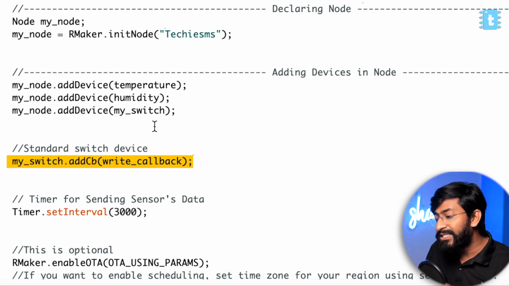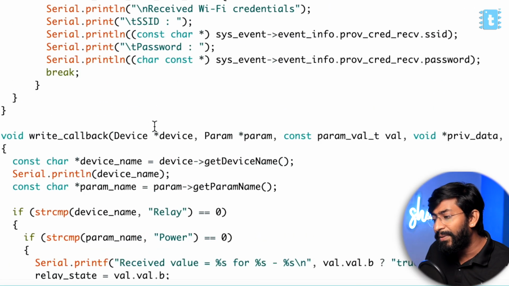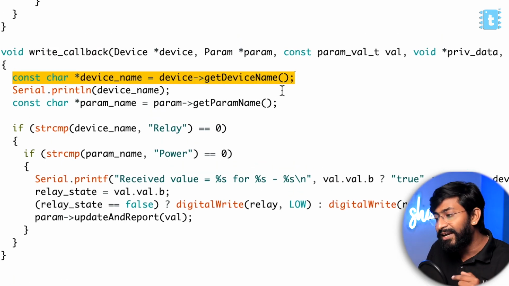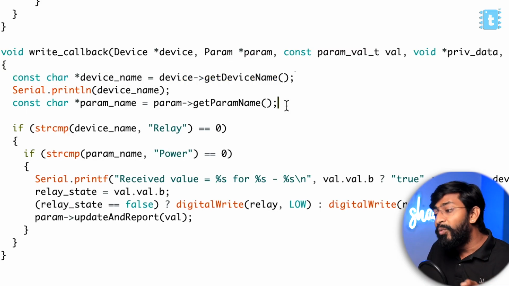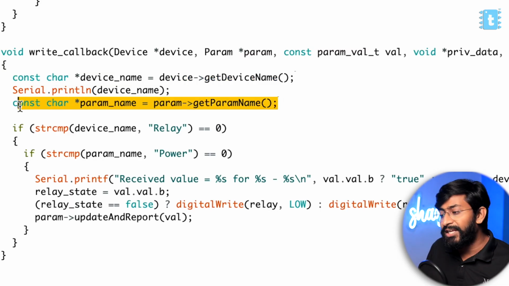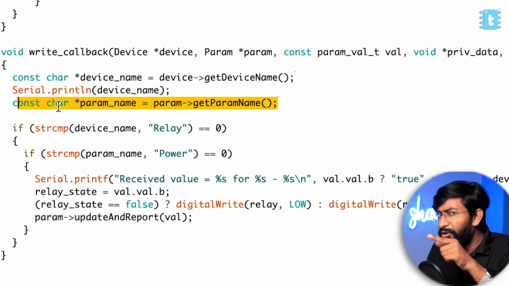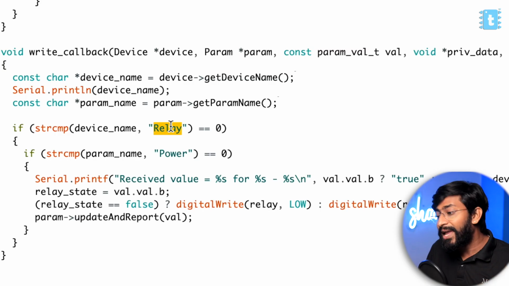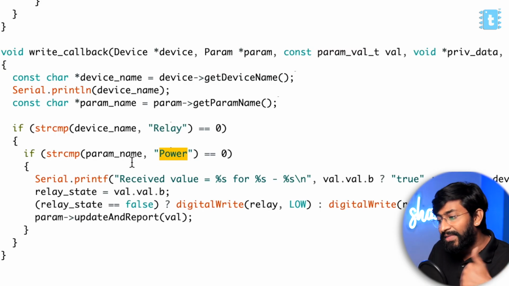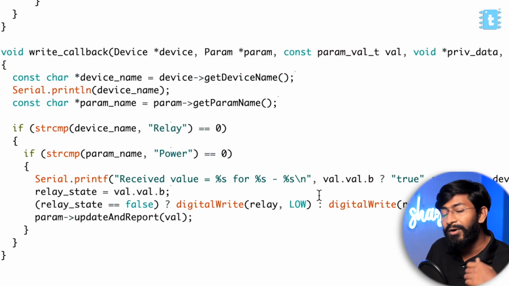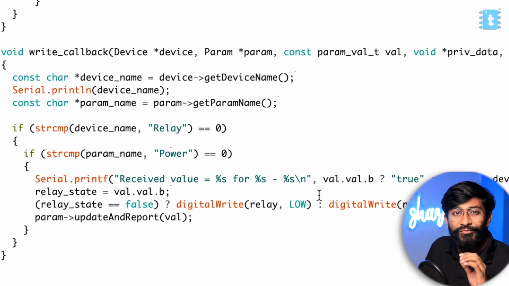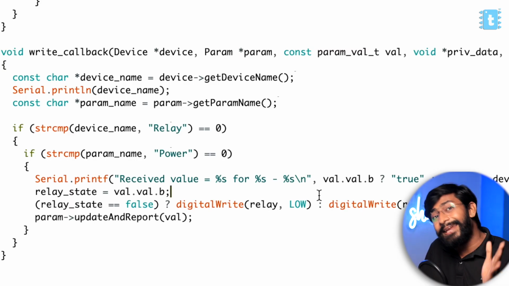Okay, so what happens as soon as we press the button on the mobile application side, the callback function will be called, which will be reflected here, and here it will check from which device we are getting the data, and to be precise, which parameter of the device we need to change. As I said, a device has a couple of parameters in it. So if the device name is relay, and if the parameter is power, then it will go inside it, and if it checks that the power is 1 or high, it will turn on the relay. If the power is low, it will turn off the relay. So that's the devices and their parameters.